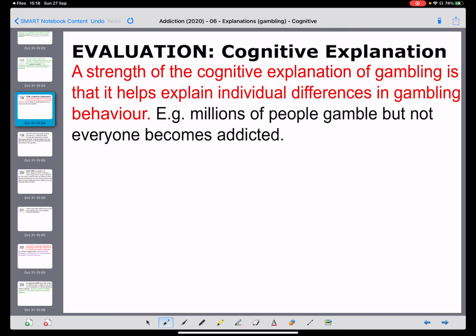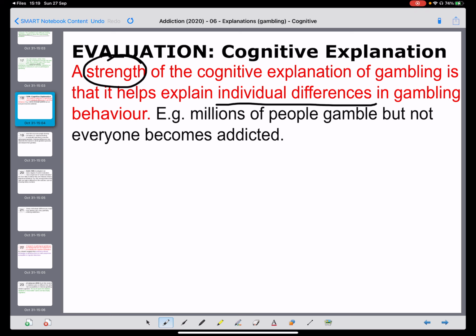Looking at the evaluation points, what we do find is that there is always going to be a strength with the cognitive model, and ultimately it's down to individual differences. Now, this could be seen as a generic point because anything to do with psychopathology and the cognitive model can explain individual differences. But of course, we need to give the example here.